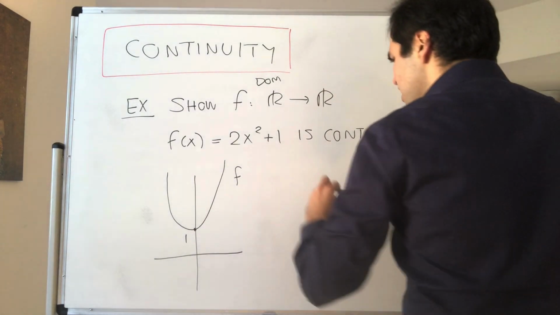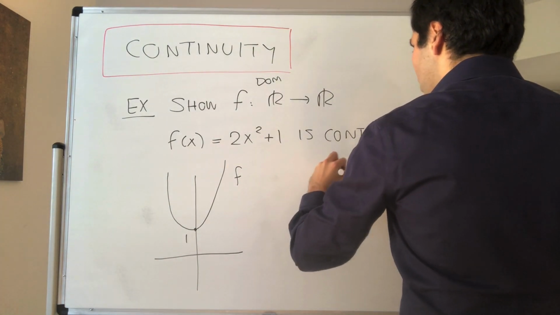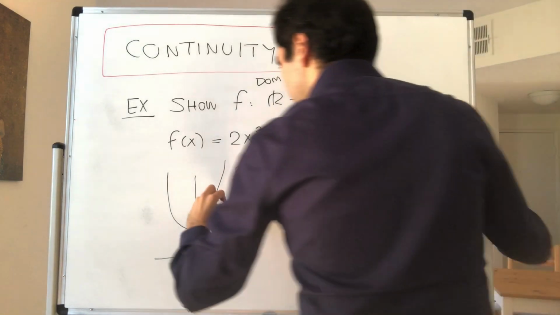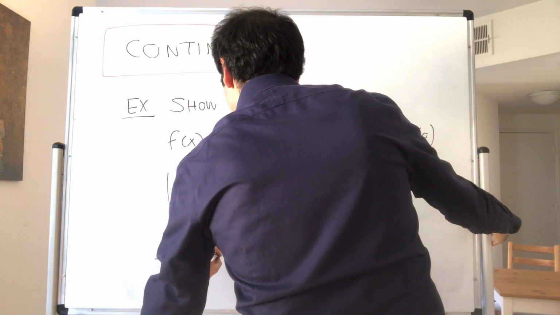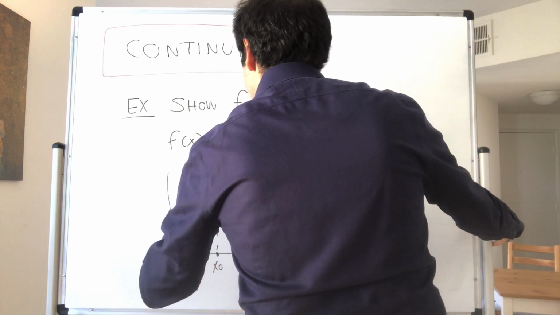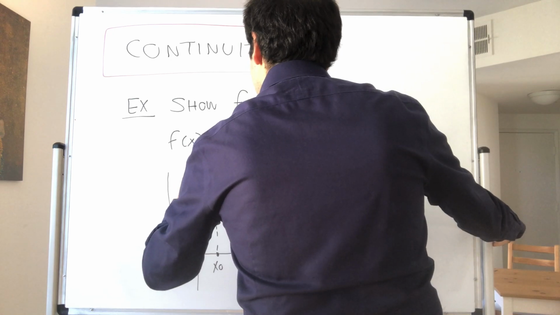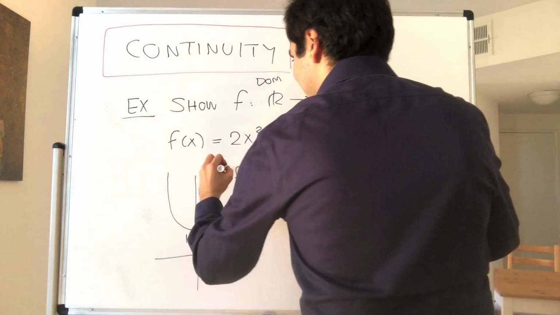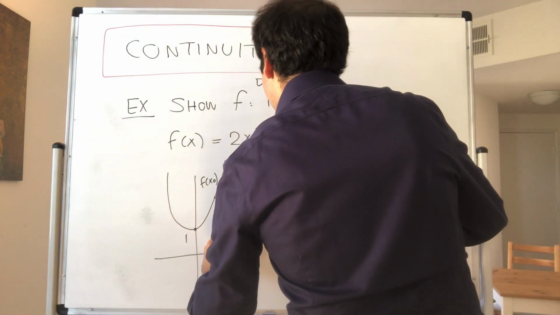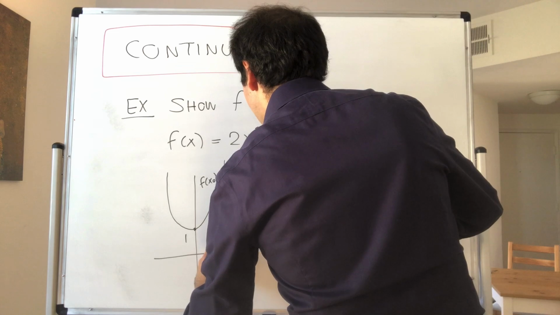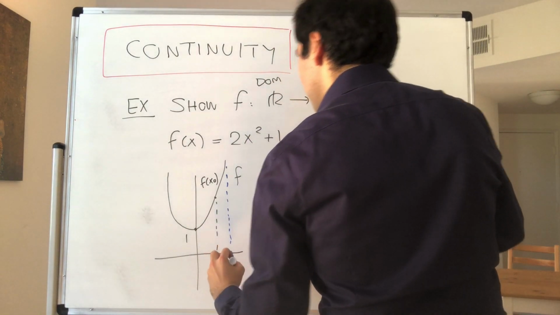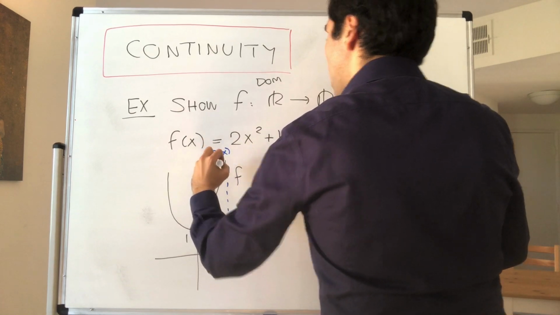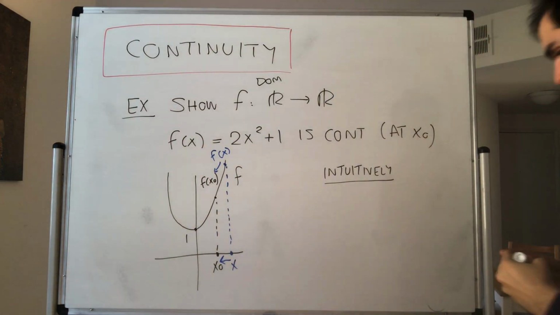Now, what does continuity mean? Well, intuitively, let's say this is x naught, so some fixed point x naught, and let's say this is f of x naught. Intuitively, all this means is that if x goes to x naught, so if you have a point x very close to x naught, then f of x is also very close to f of x naught.